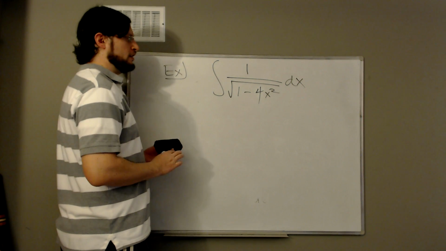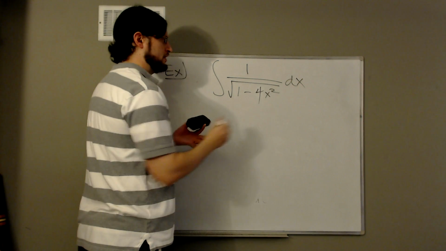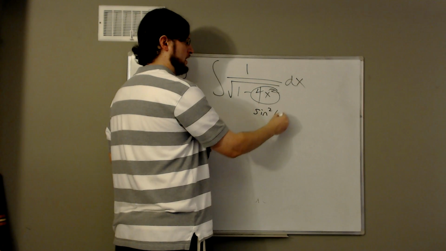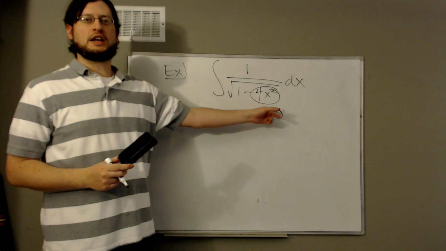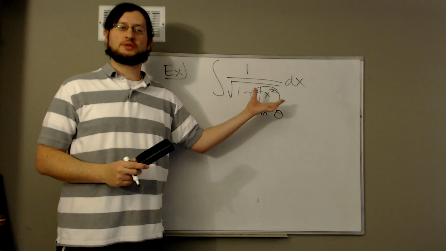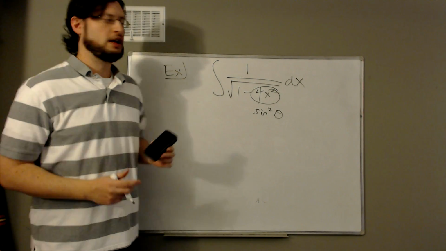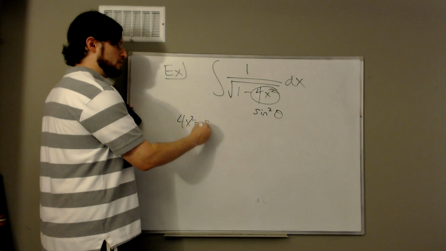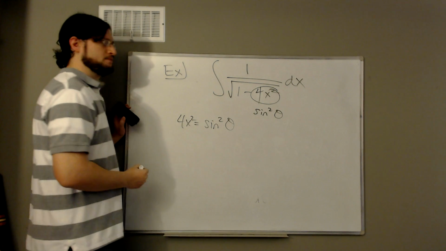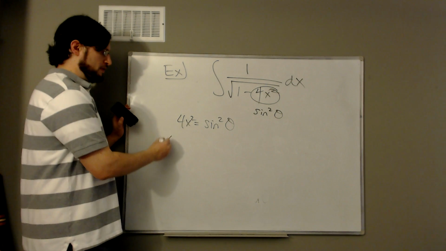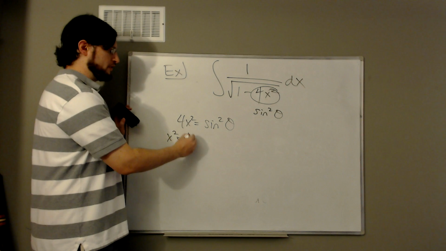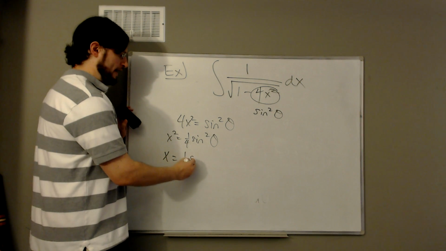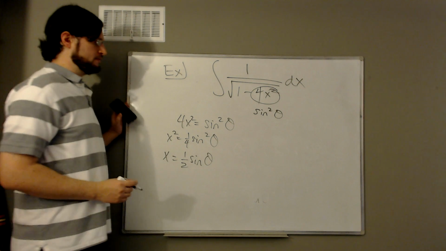But the idea here is I want this piece to be sine squared theta, so that I get 1 minus sine squared theta, which is cosine squared, and then I'm taking the square root, and that'll turn it into cosine. So I want 4x squared to be sine squared theta, which means that x squared is 1/4 sine squared theta, and x is 1/2 sine theta.